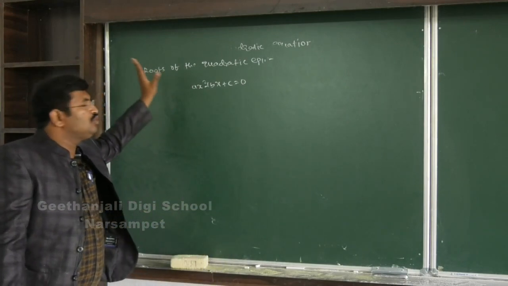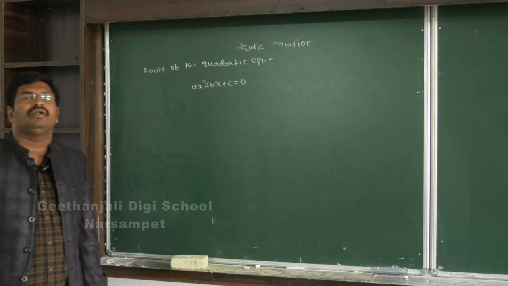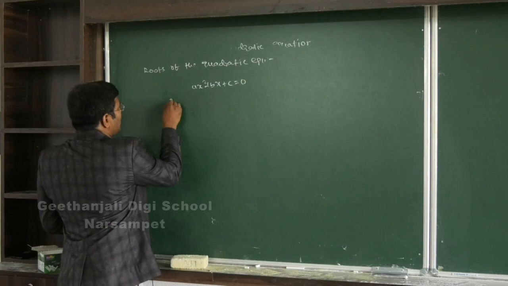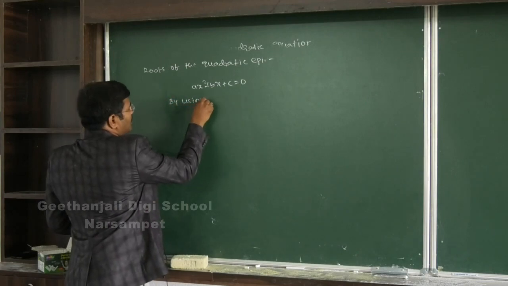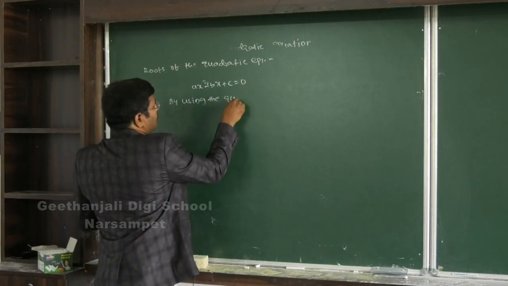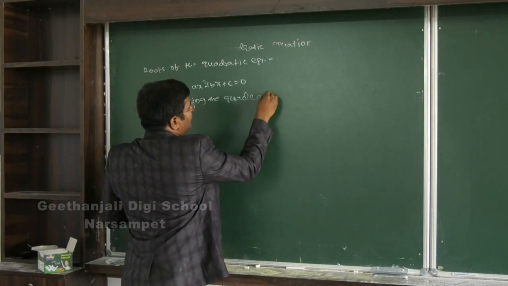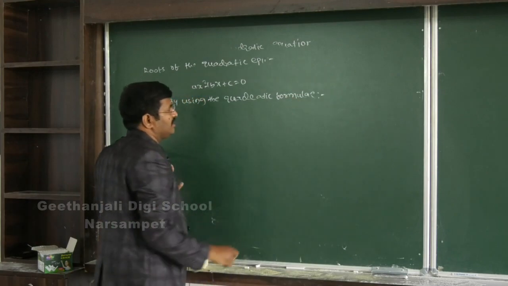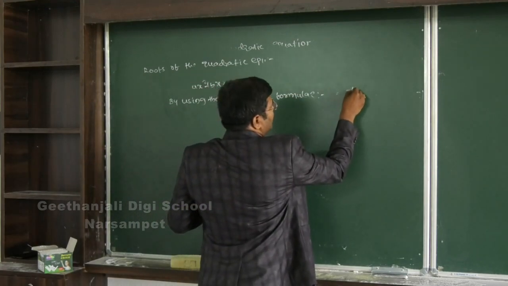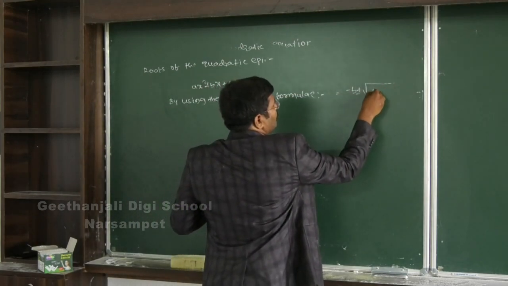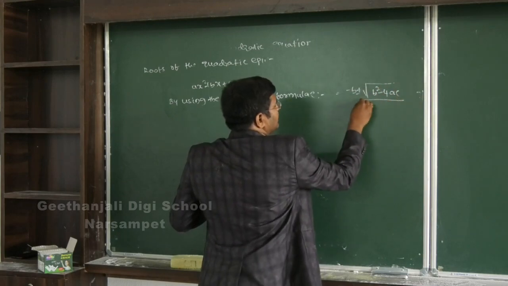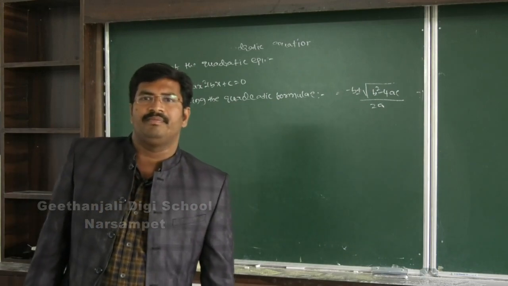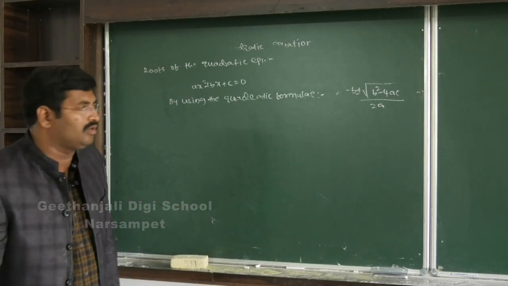Now you will see how to find the roots of a quadratic equation by using the quadratic formula. I will derive the formula. The formula is x equals minus b plus or minus under root of b square minus 4ac, divided by 2a.